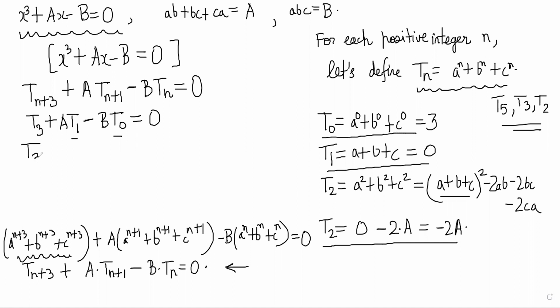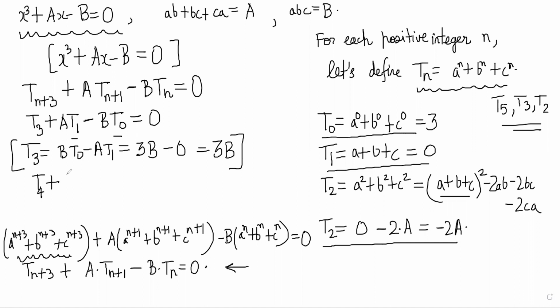So what is T3? T3 comes out to be B T0 - A T1, and T0 is 3. So it is 3 times B minus A times T1, which is 0. So we have gotten T3 is equal to 3B, right? Great. Now we try to find T4. When I put n equal to 1 in this, I'll get T4 + A T2 - B T1 = 0. So T4 is equal to B T1 - A T2.